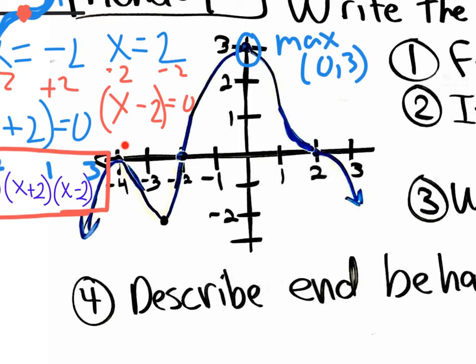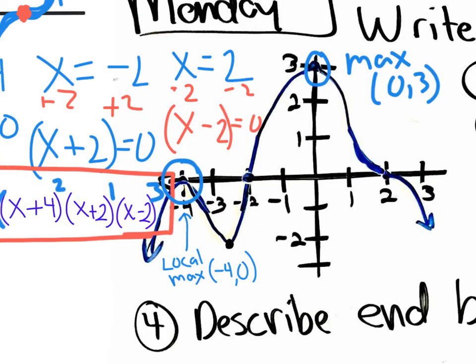Now, if you take a look right here, this is also a max value, but this is not just a regular max value. That's what we call the local max. And the location of that local max would be the coordinate negative 4, 0. Okay, so I hope we understand the difference between your actual max value and your local max value. Your local max is right here. It's not the absolute max because over here there's a higher maximum value.